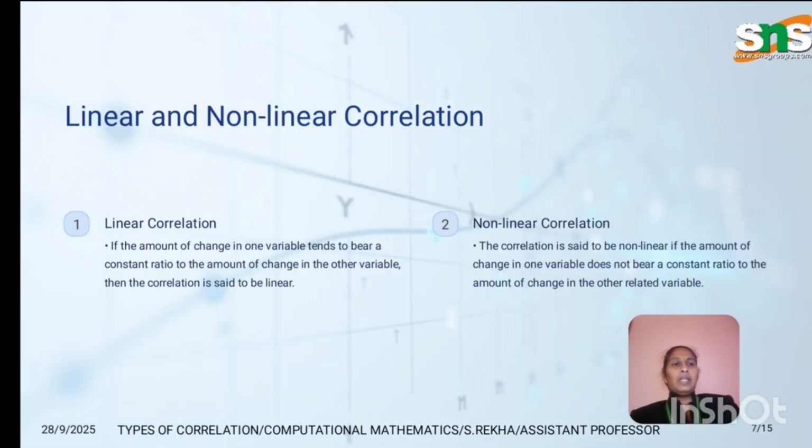Next is linear and non-linear correlation. Correlation is linear if the amount of change in one variable tends to bear a constant ratio to the amount of change in the other variable. Whereas correlation is said to be non-linear if the amount of change in one variable does not bear a constant ratio to the amount of change in the other related variable.